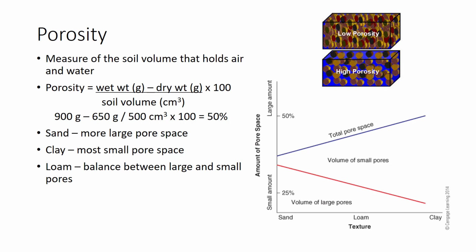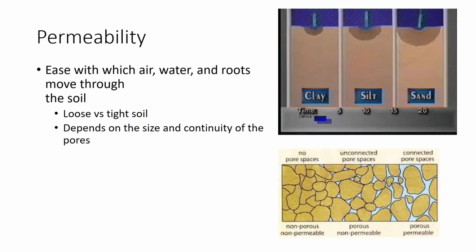Texture affects soil pores. The top line in this figure shows total pore space in the soil. Clay has the greatest total pore space. The lower line shows space in large pores. Sand has the most large pore space. The amount of small pores lies between the two lines. Clay has the most small pore space. Loam has a balance between large and small pores.